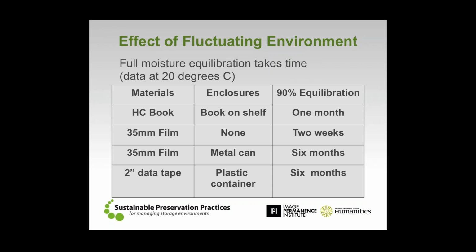So it really does give you a feel not only in one case for just the type of material that we're working with between the book and the bare reel of 35 millimeter film, but also looking at the impact of an enclosure on that rate of equilibration, or on the time that it takes for material to equilibrate, and the impact that that metal can and that plastic container had on how quickly the film and data tape equilibrated.